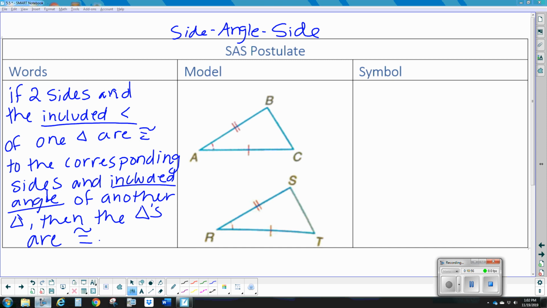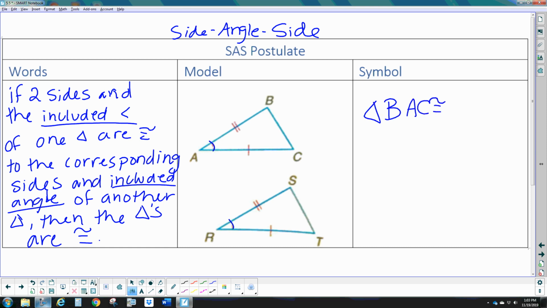Okay, so for example, angle A is the included angle of AB and AC. And here, angle R is the included angle of RS and RT. So the two sides that I'm given in triangle ABC are AB and AC, where A is the included angle. And in triangle RST, the two sides I'm given are RS and RT, where R is the included angle. Okay, so I can use the side angle side postulate to determine that triangle BAC is congruent to triangle SRT.